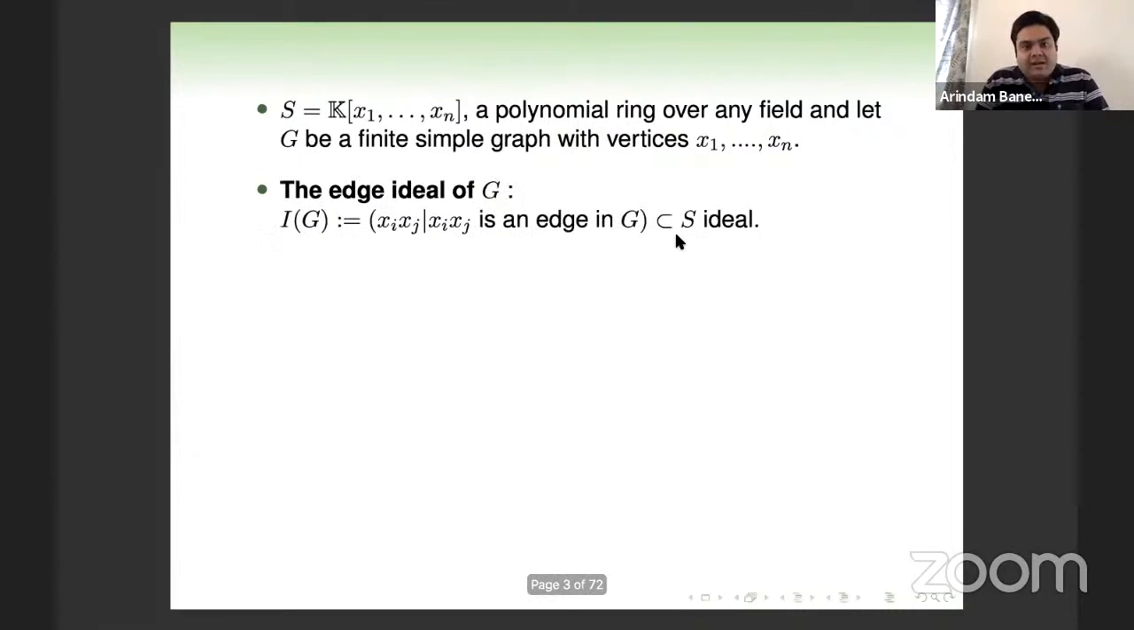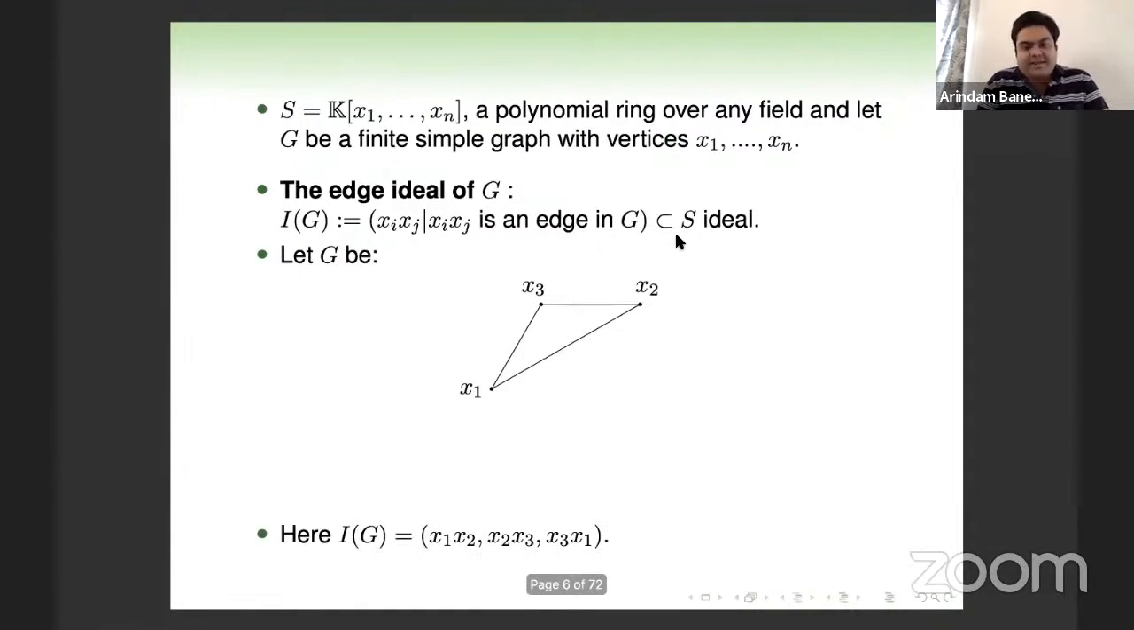The edge ideal of G is the following ideal. Just take the square-free quadratics that denote the edges, and take the ideal generated by them. For example, if G is this graph, the triangle, the edge ideal is generated by the edges x1x2, x2x3, x3x1. Any questions so far about the edge ideal? Is there anything that is not clear about the definition of edge ideal? Because I'll not come back to the definition after this.